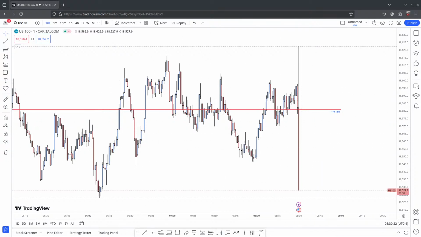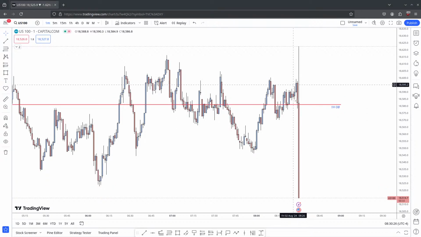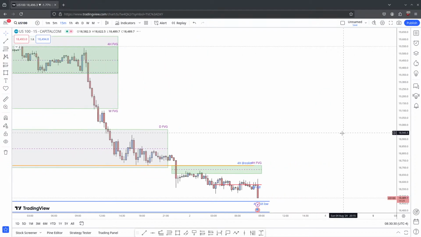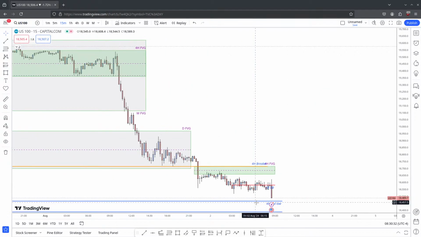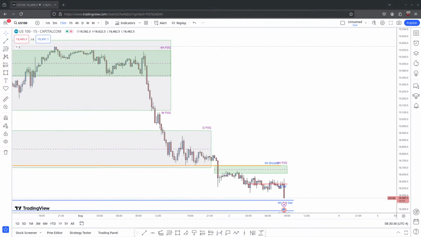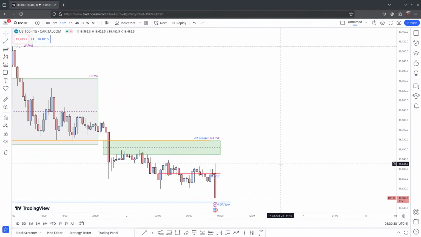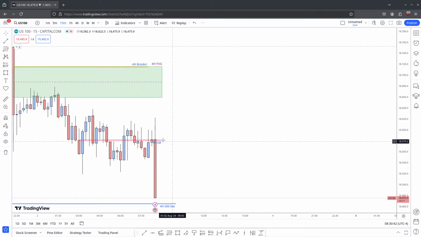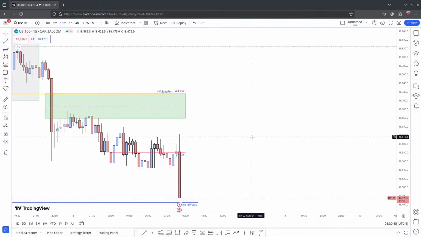NAS is not doing much. US 500 is, there we go, catching up now. Take it up to 15. See that? Reaching for that 4-hour low. There we go. Rejected that 1-hour order block really, really nicely.